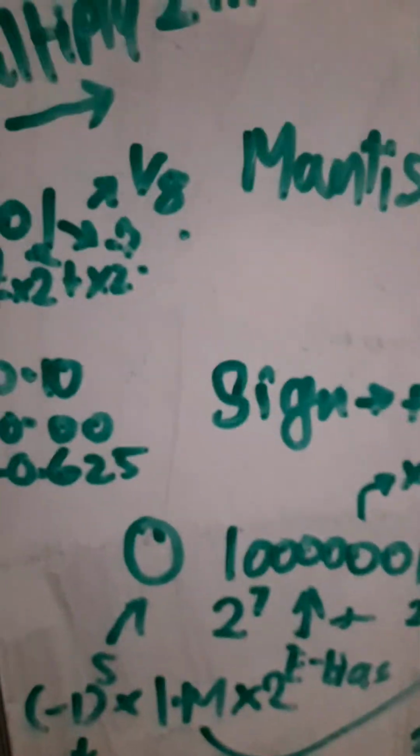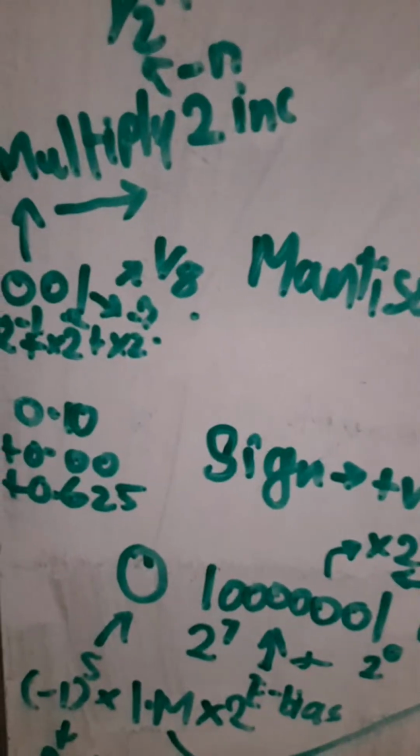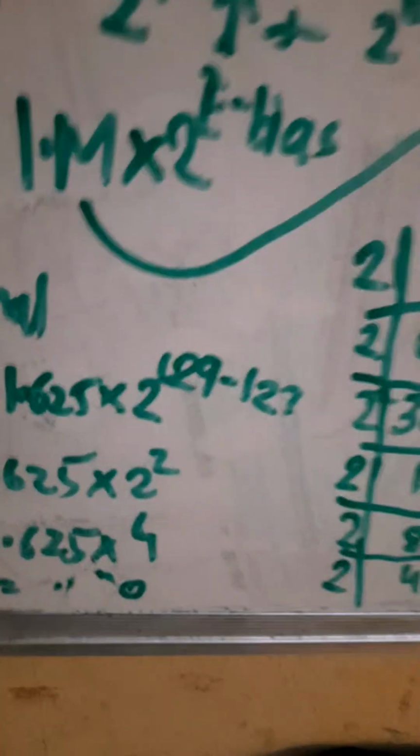Here I have 0 0 1. Understood? So this is 1 by 8 into 1. This is 1 by 8. So 1 by 8 is 0.625. 0.625 into 2 raised to 2. Yeah, I'm doing it correct, I guess. So what happened here right now?